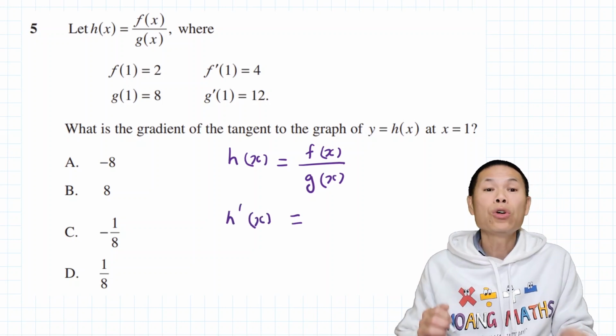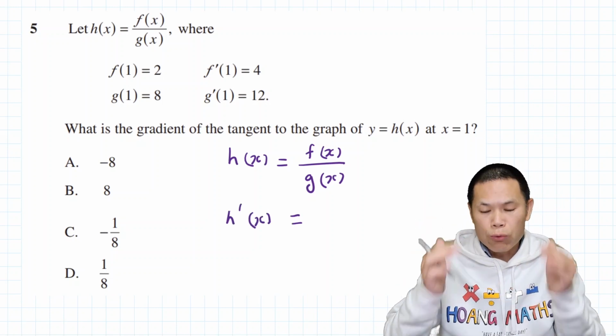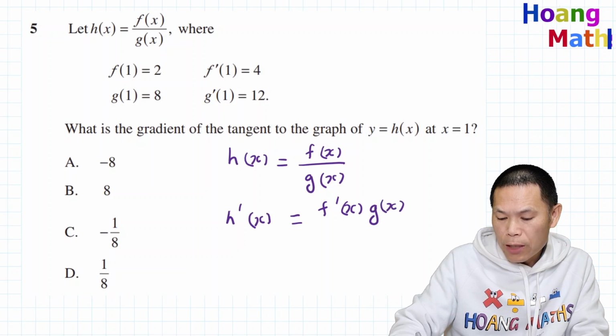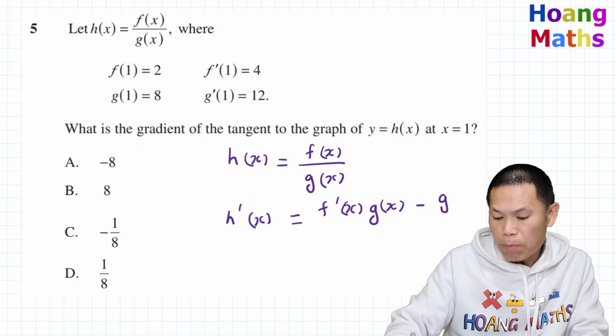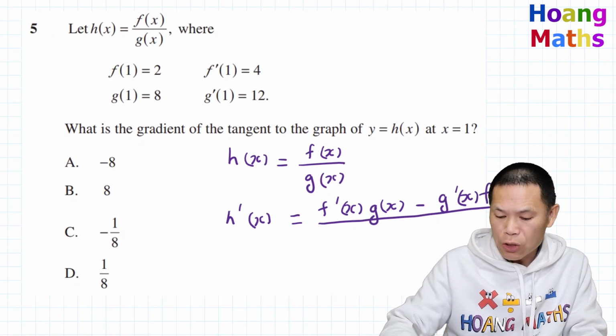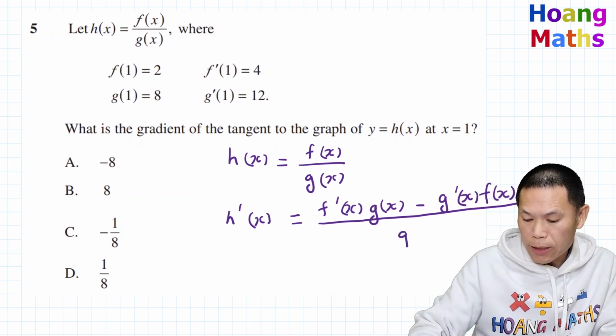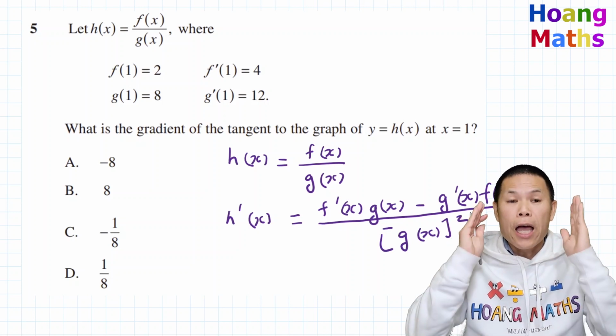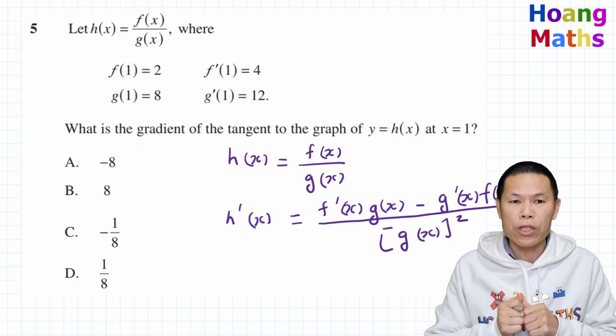Then we use the quotient rule. The quotient rule is we differentiate the top function, so f dash x, and times the bottom function. Then we minus the derivative of the bottom function times the top function. And don't forget, we need to divide by the bottom function squared, the denominator squared. But then we need to find h dash x, which is what the question is asking for.